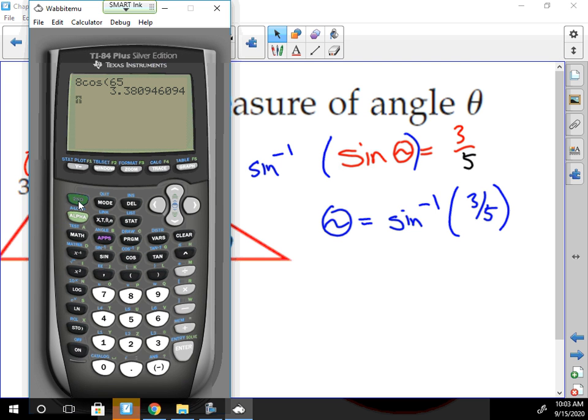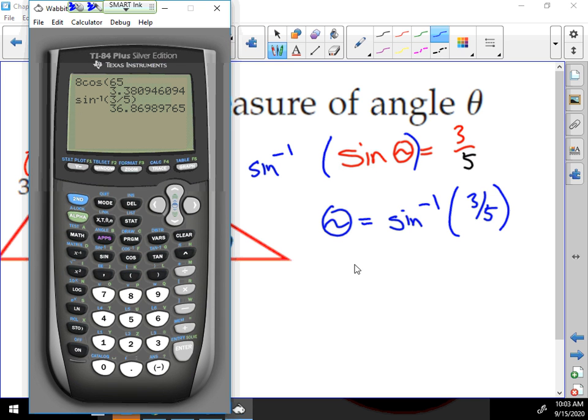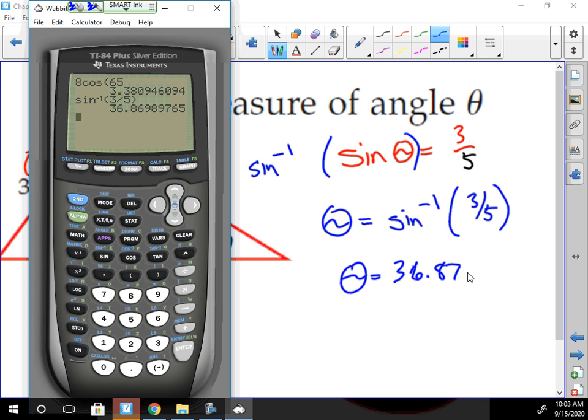So we push second, sine, 3 over 5, close your parentheses out. It gives us 36.87. That's degrees.